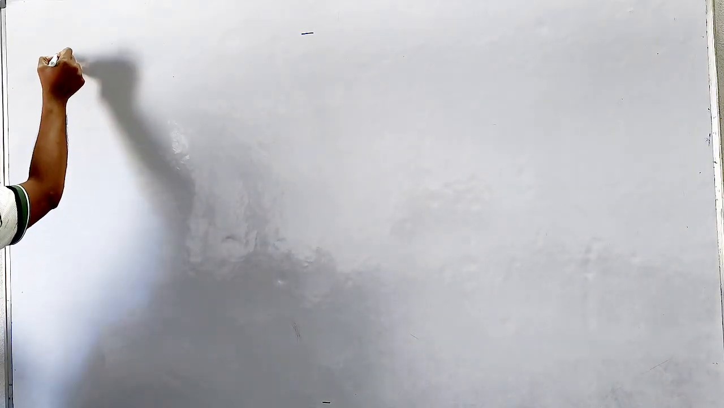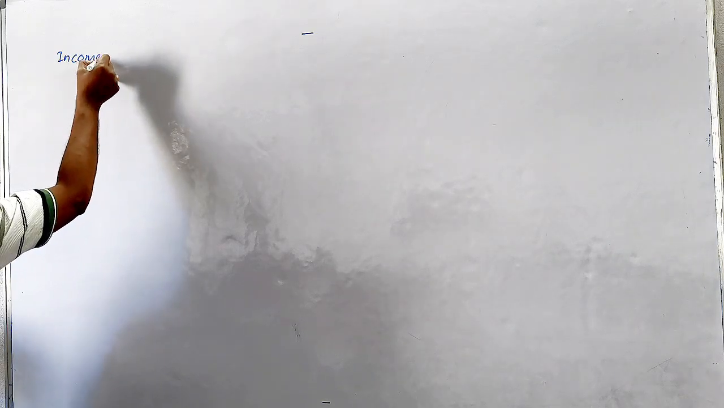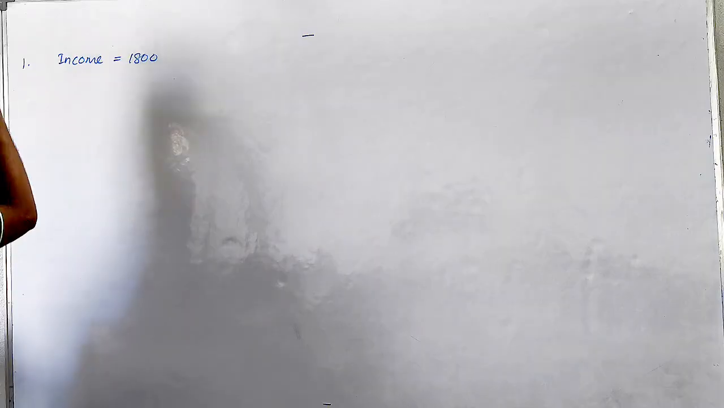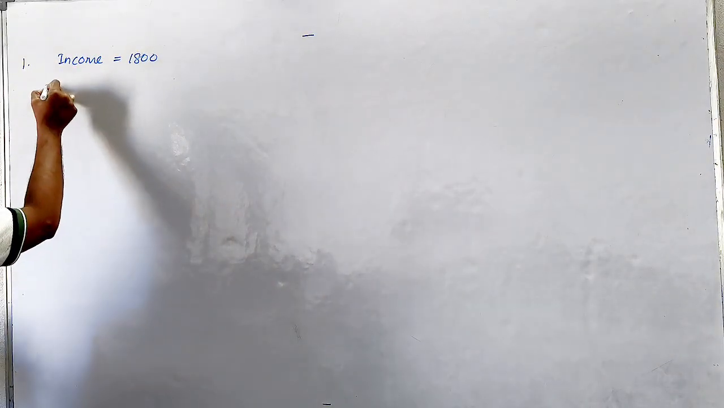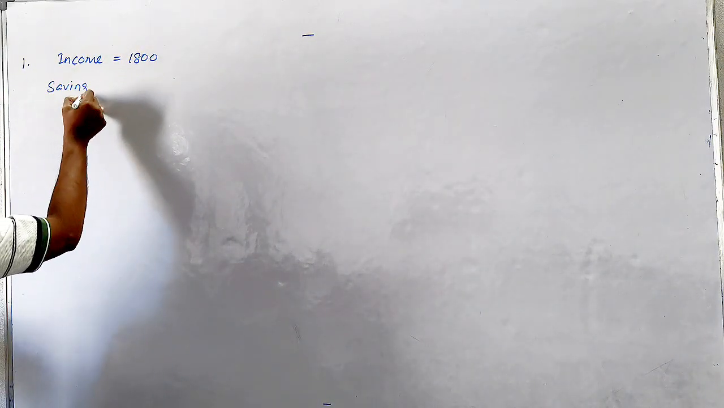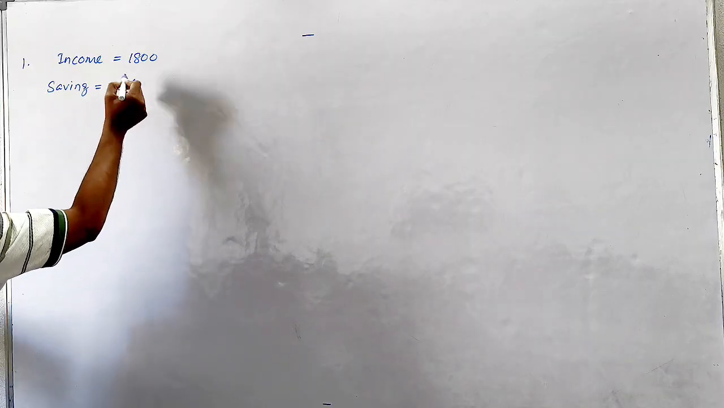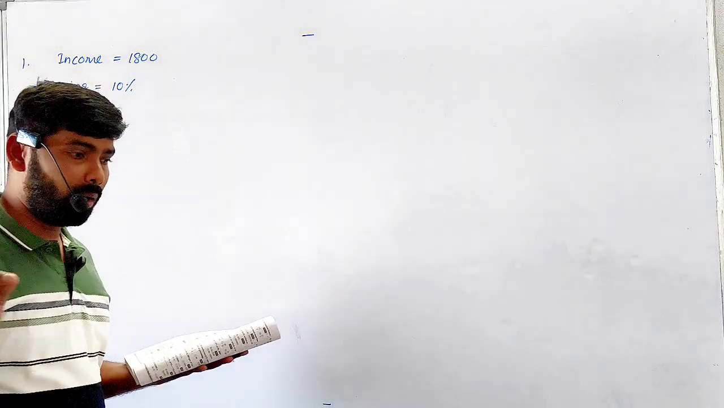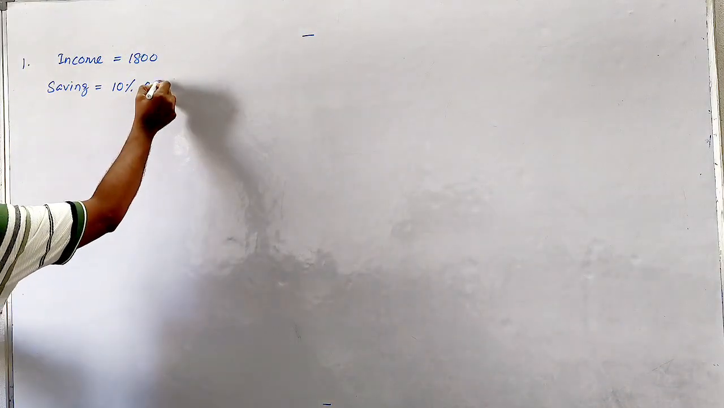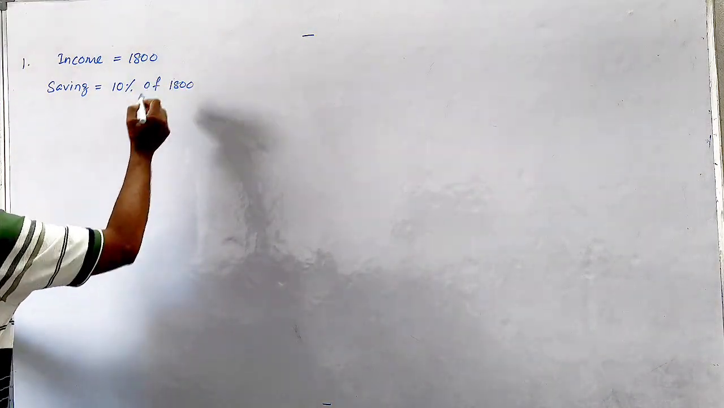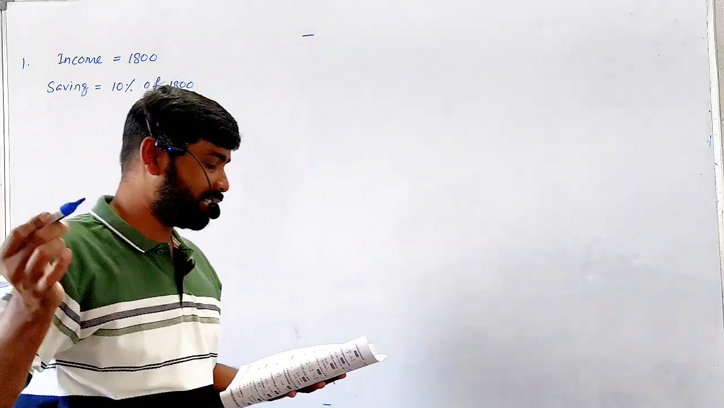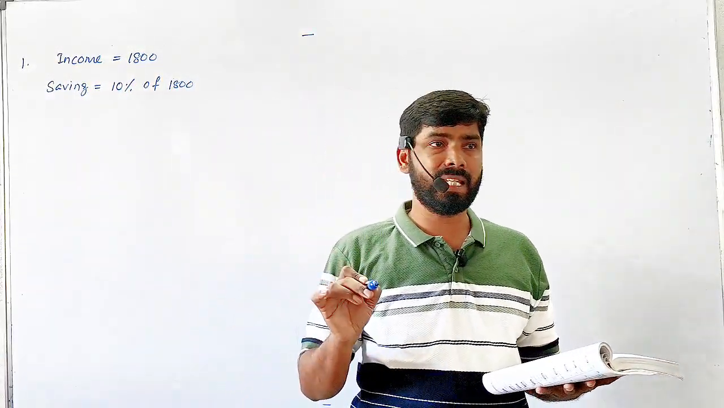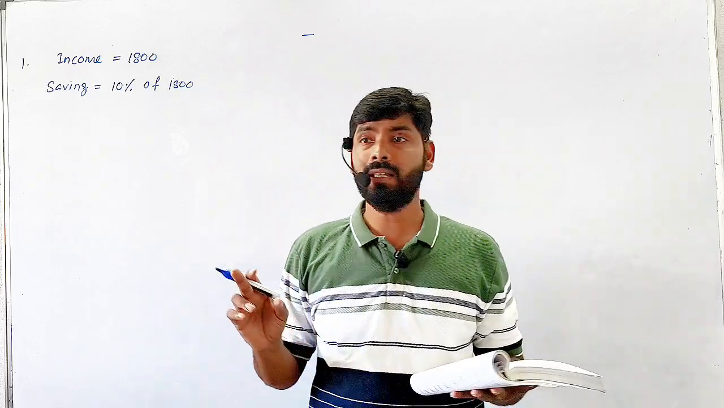His monthly income equals 1800 rupees. And his saving, how much is it given? His saving is given as 10%, 10% of it. 10% of it means 10% of his income. And the question asked is, how much does he save?